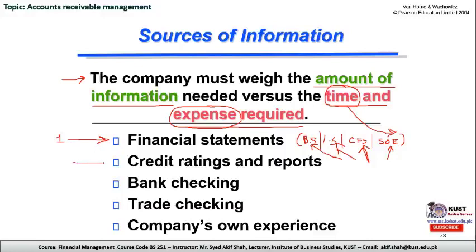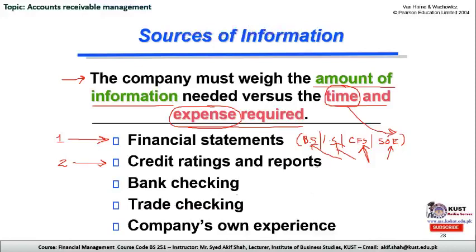After that, we can also check the credit applicant information by approaching the credit ratings and reports. There are certain companies which usually rate the different kinds of businesses available in that specific market, like Moody's, Fitch, Standard & Poor's, as well as Dun and Bradstreet.